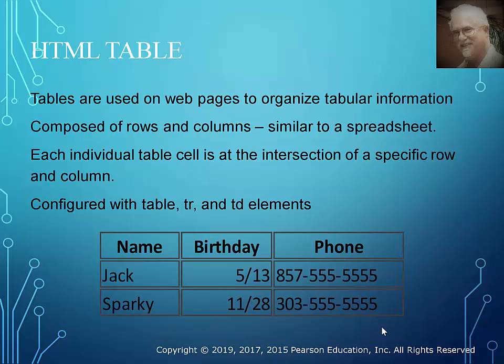So tables are composed of rows and columns, kind of like a spreadsheet, if you will, and then cells. So you have cells. That's the intersection of a row and a column. Okay, so we have table. The tags we're going to use are table, TR for a table row, and TD for table data, or a cell, if you wish. And you can see the example here on this slide.